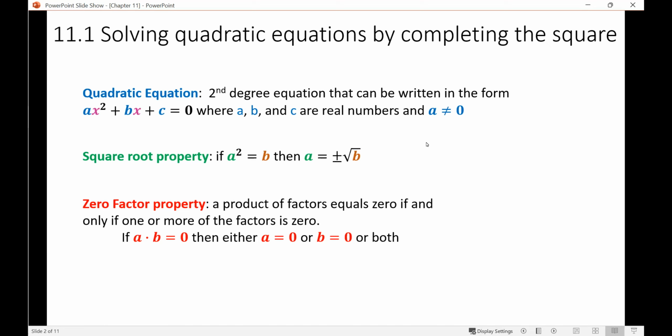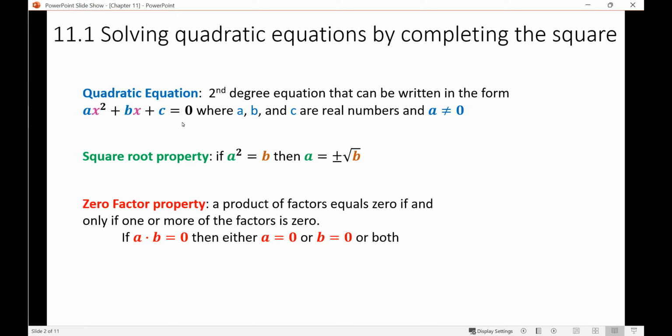So let's just define a quadratic equation. A quadratic equation is a second degree equation, and it can be written in the form ax squared plus bx plus c equals 0. This is where a, b, and c are just real numbers. The one condition is that a cannot equal 0. If a equals 0, then we no longer have that second degree equation.